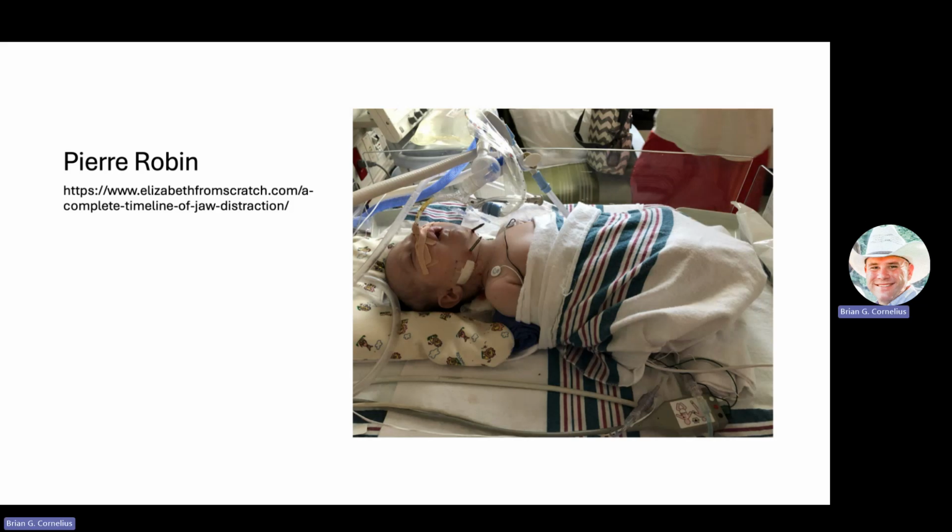Just another picture for you. The thing I really wanted you to take away from this picture is that this is somebody that's actually having their jaw advanced. If you look down there on the bottom, you're able to see the two bars that they're actually using to push out. We'll look at that in a little bit more detail in just a second. So they're using that to advance the mandible.